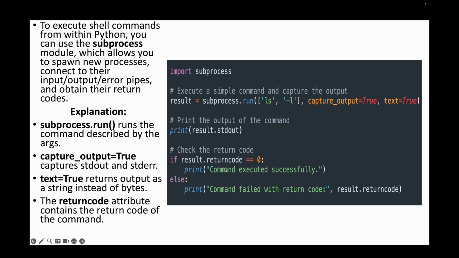And then I have the return code here. So from this result, I'm looking for the return code, and if the return code of this command is 0, that means my command executed successfully. If anything other than 0, I'm saying that the command has failed.